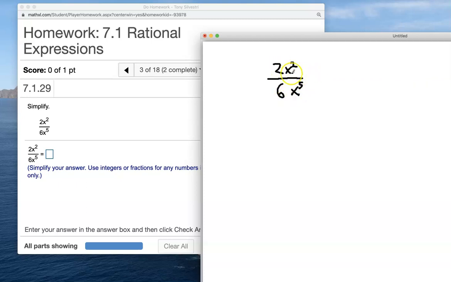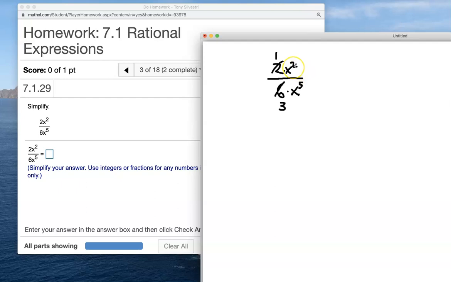Okay, now 2 over 6, pretend you don't see the x's. These are all factors right here. They're all involved in multiplication. So when you have factors, you can cancel out factors. So in other words, pretend you don't see the x's. 2 over 6. What can you do to that? Well, I can divide top and bottom by 2. That gives me 1, and this gives me 3. Just try to keep track of what you cross out.